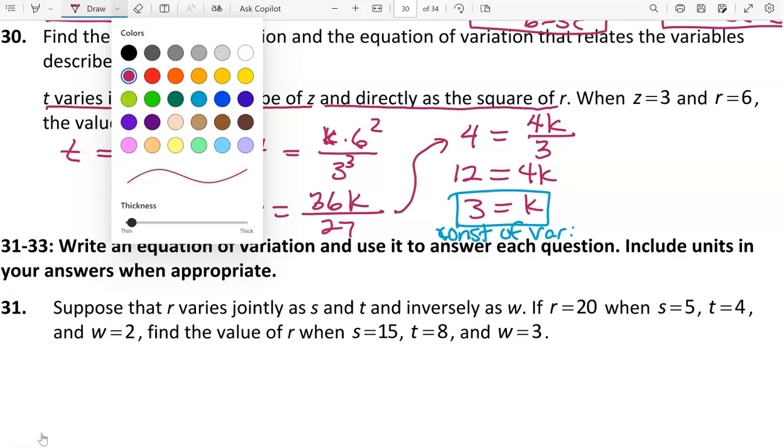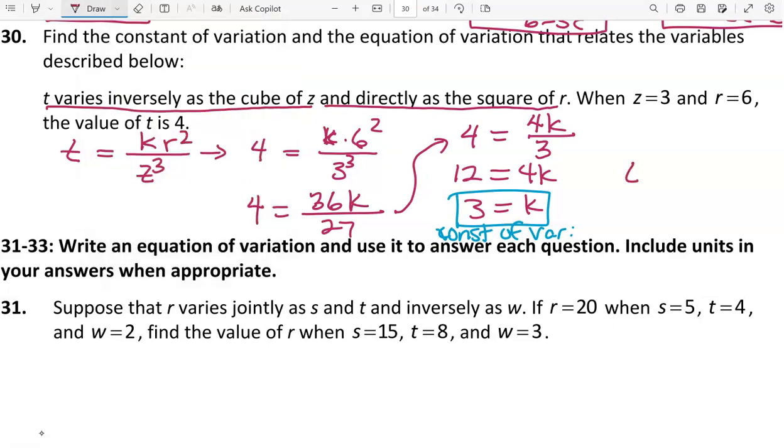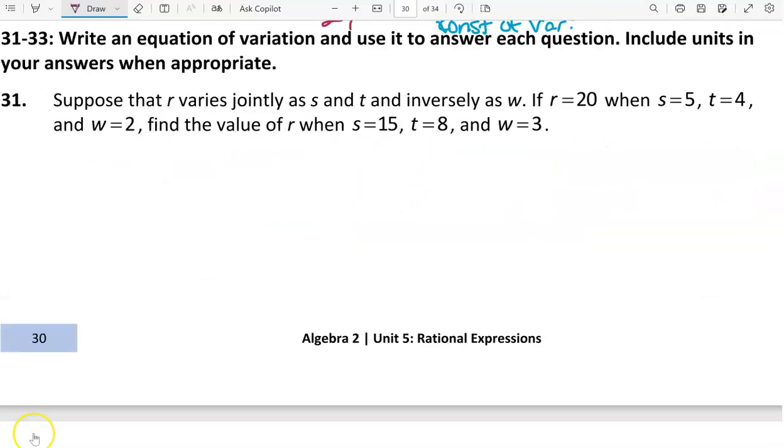Now the equation of variation is what we wrote at the beginning, but with that value inserted. So the variation equation is t is equal to 3 times r squared divided by z cubed, because that is the equation that relates the variables that are described, z, r, and t. In 31 through 33, we're asked to write an equation of variation and use it to answer each question, including units in your answers when appropriate.